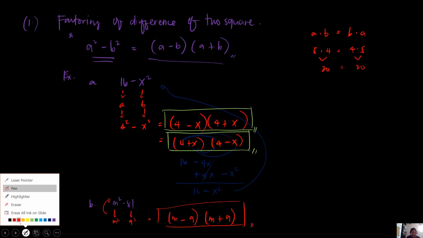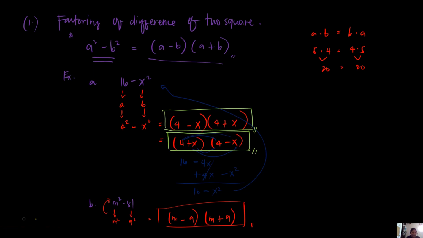Again, if you want to check your answer, you just do the FOIL method. m times m, we have m squared. m times positive 9, we have plus 9m. Negative 9 times m, we have negative 9m. Negative 9 times 9, we have negative 81. This one is equal to 0, so bring down m squared, negative 81. So we go back again to our original algebraic expression.